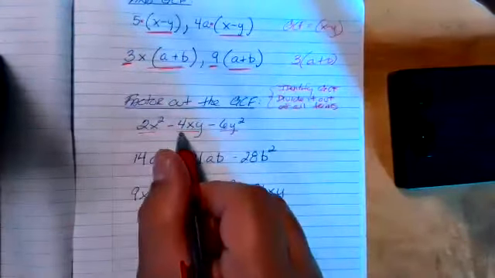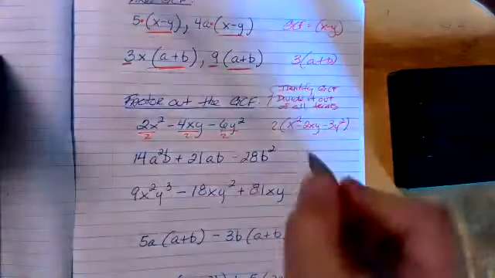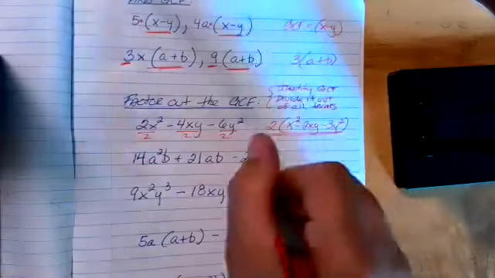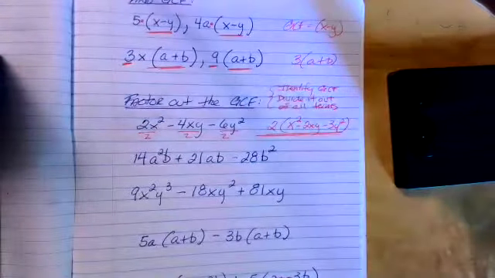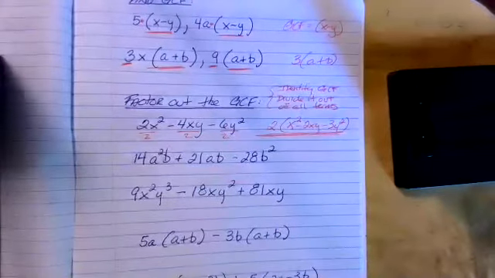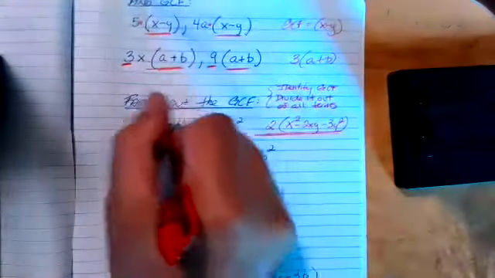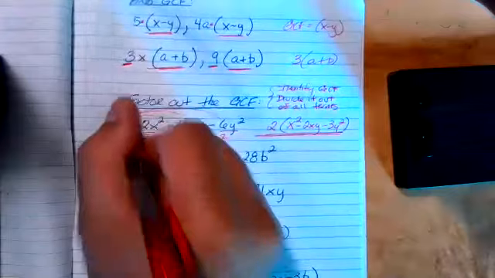So if I divided 2 out of each one of these terms, really I'm dividing out a 2 literally, I'd be left with x squared minus 2xy minus 3y squared. And that's how we would factor out a GCF, right? We're just taking a 2 out of each one of these terms.